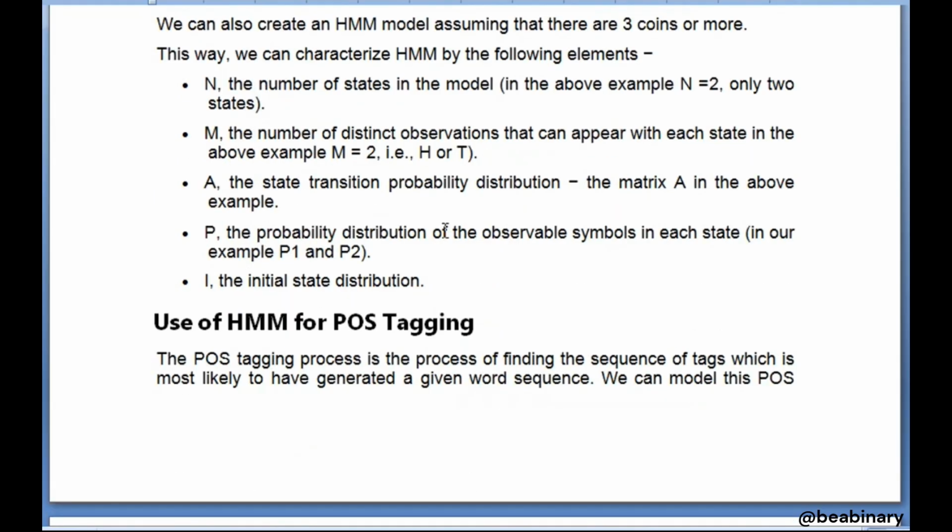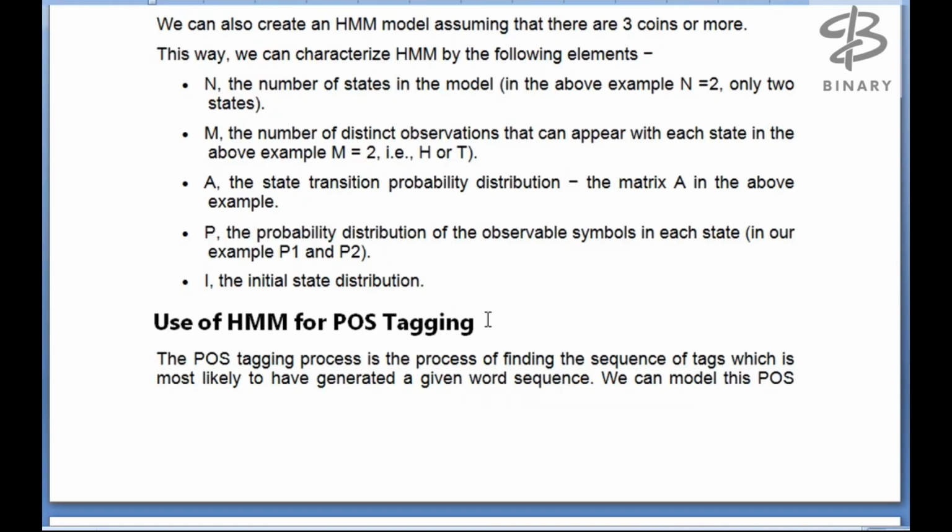Then we have P, the probability distribution of the observable symbols in each state. In our example, P1 and P2 we use. Okay, and then pi is the initial state distribution. We have to start from some state.